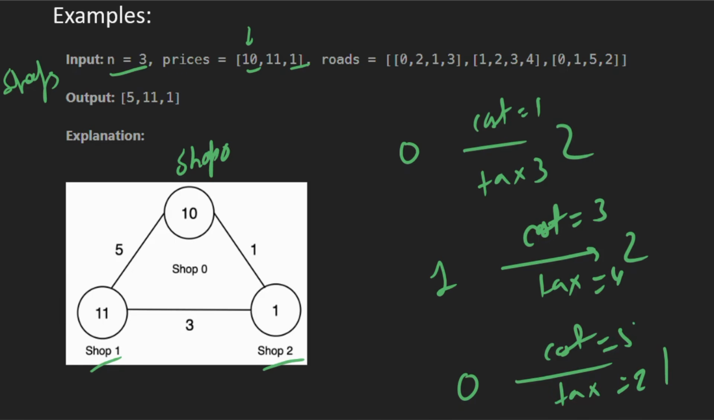And then now what we have to do is, we have to buy apples from each shop. So first we start from shop number 0. So if we buy from shop number 0 directly, then the cost is 10.